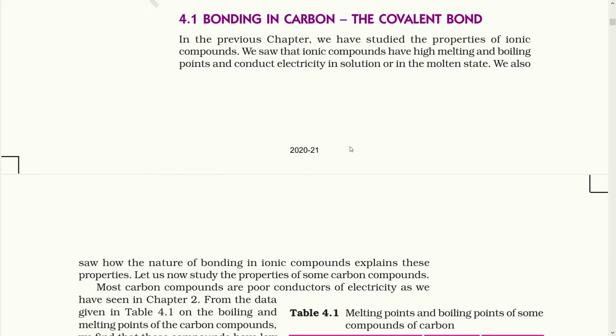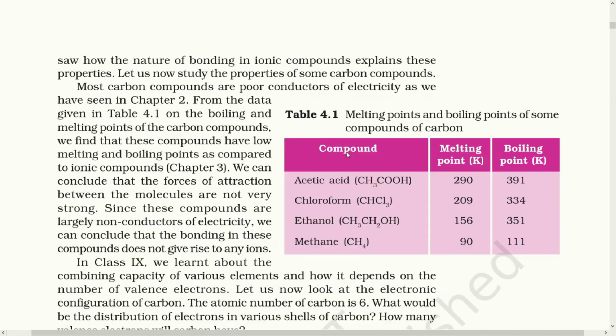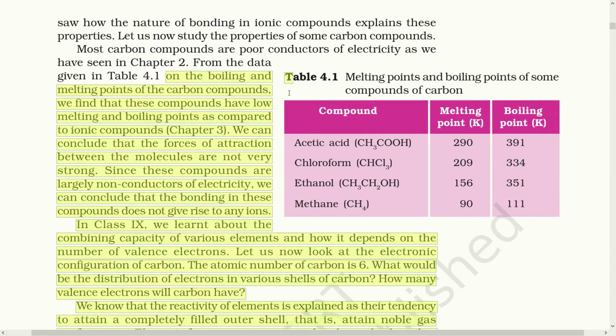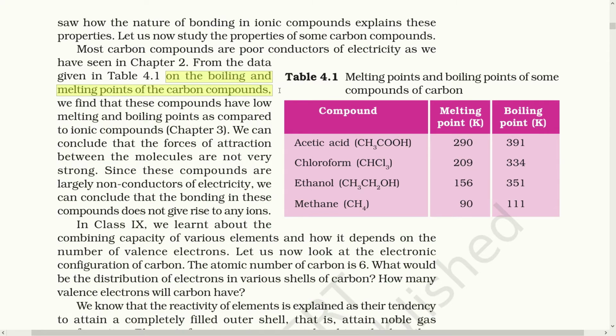But what about carbon? Let's study carbon in detail. Most carbon compounds are poor conductors of electricity. From the data given in Table 4.1, you can also observe that the boiling point and the melting point of carbon compounds are very low compared to ionic compounds. From that, we can conclude that the forces of attraction between the molecules are not very strong. Since these compounds are largely non-conductors of electricity, we can conclude that the bonding in these compounds does not give rise to any ions.